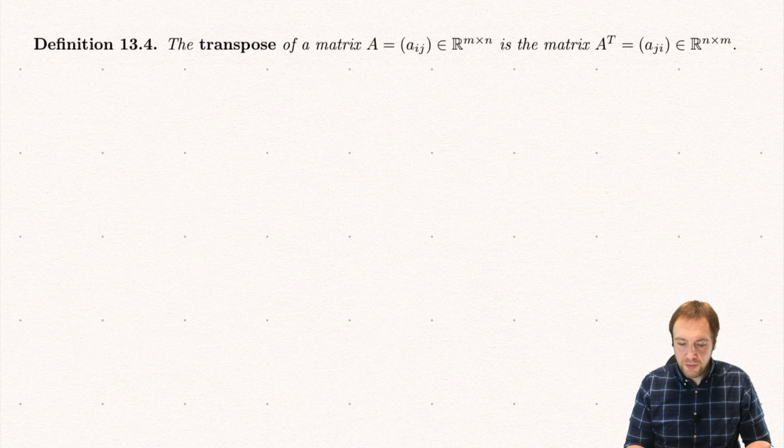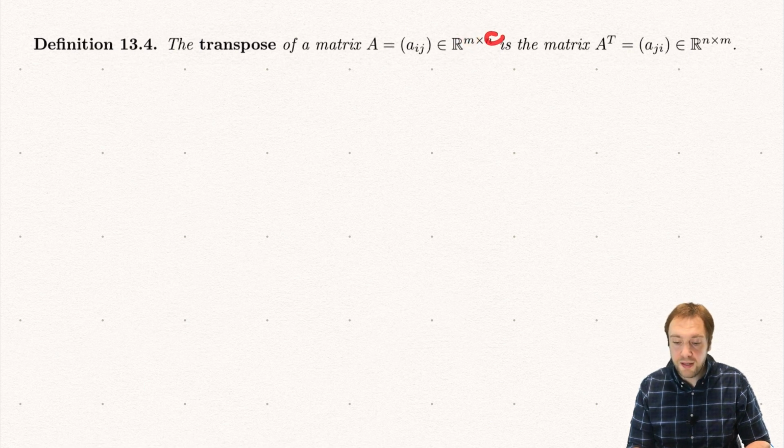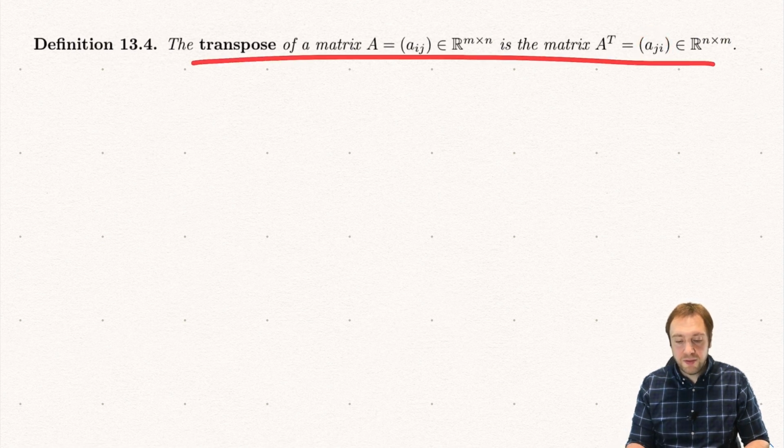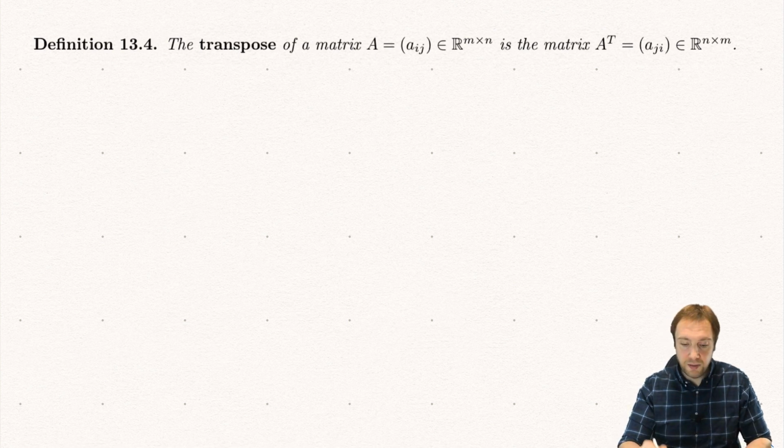So if I have an m times n matrix, so a matrix with m rows and n columns with entries a_ij, then the transpose of this matrix, which is written as A^T, is given by the n times m matrix, so here this is reversed, with the entries a_ji. And what this just means is that I change rows and columns.